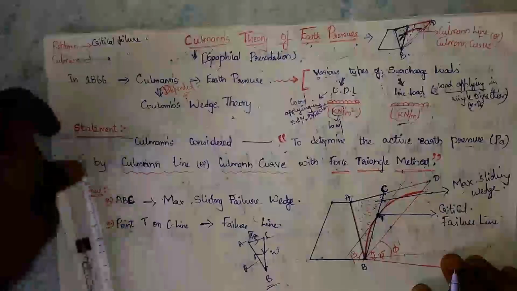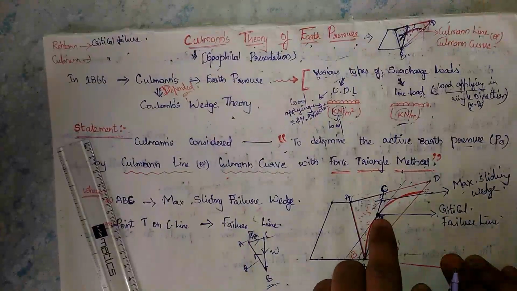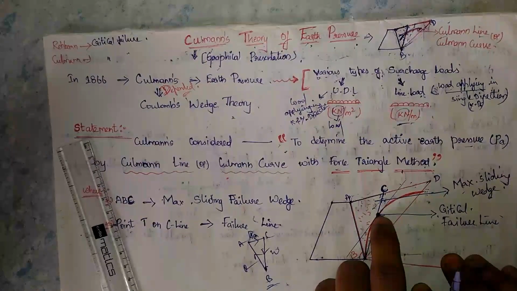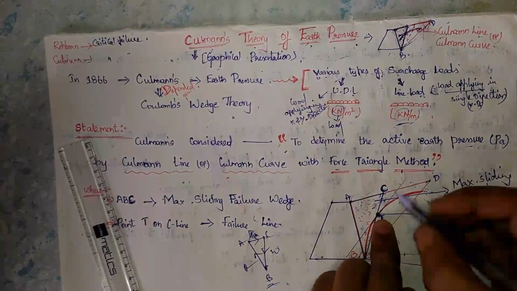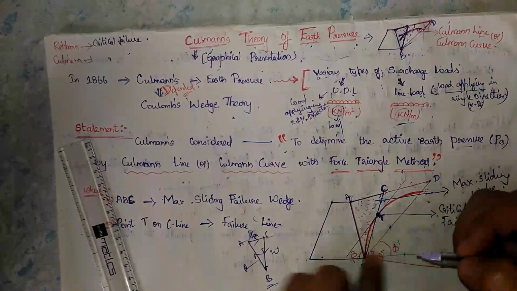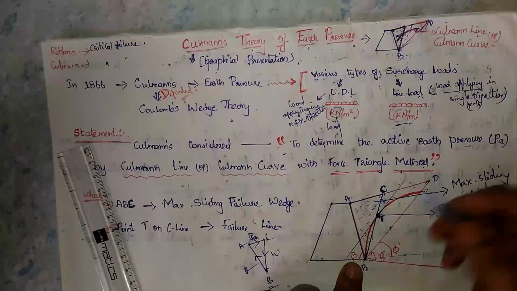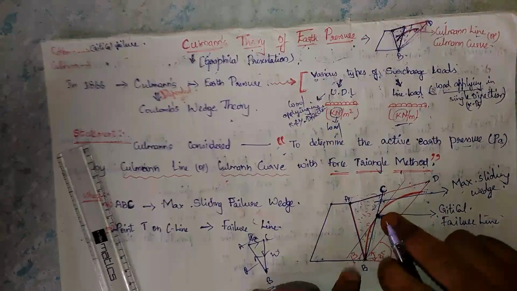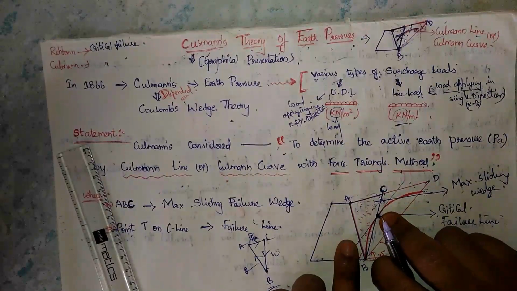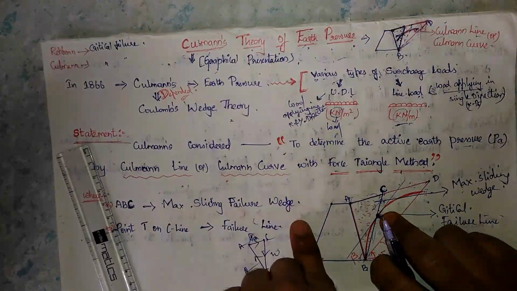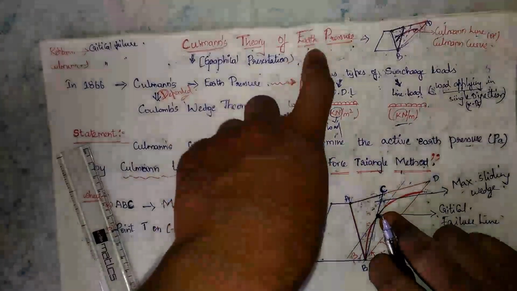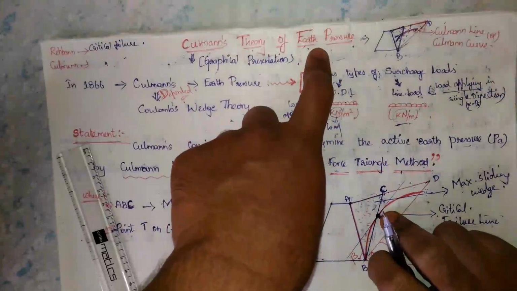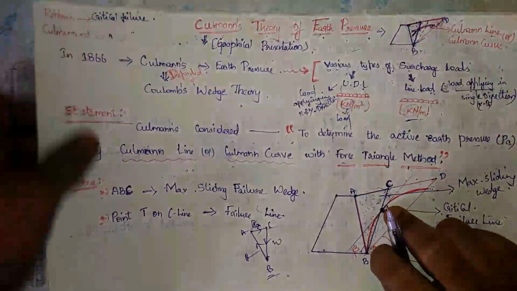When this tangent line intersects the Culmann curve, a point T is developed. That is the critical failure line. The major failure plane of the triangle is the maximum sliding failure. With this condition, he has determined the earth pressure theory. Now I hope that you have understood this clearly.